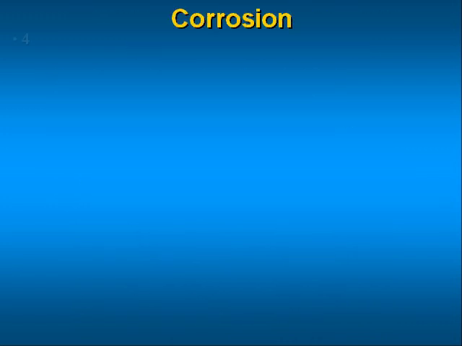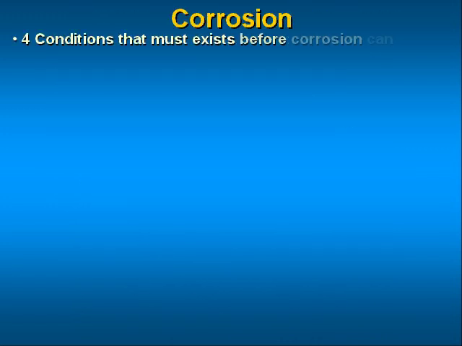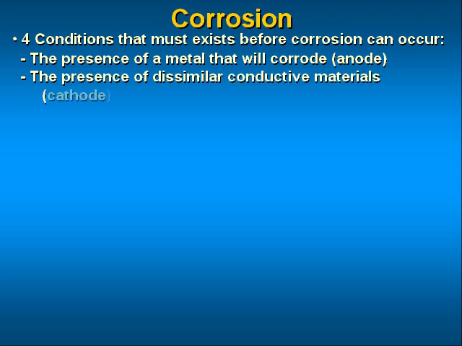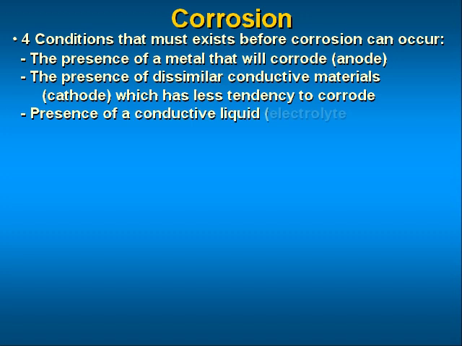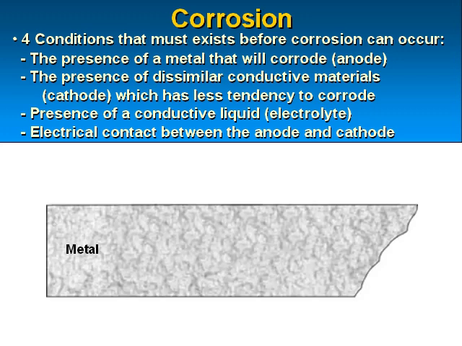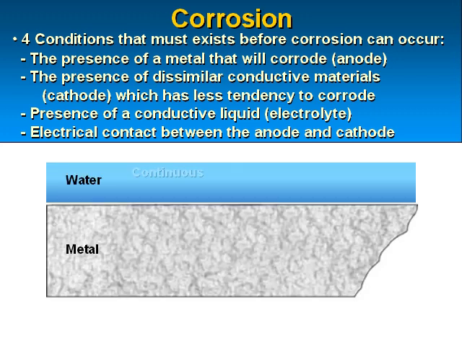The four conditions that must exist before corrosion can occur are the presence of a metal that will corrode, the anode; the presence of a dissimilar conductive material, the cathode, which has less tendency to corrode; the presence of a conductive liquid, the electrolyte; and electrical contact between the anode and cathode. This illustration helps to illustrate this.